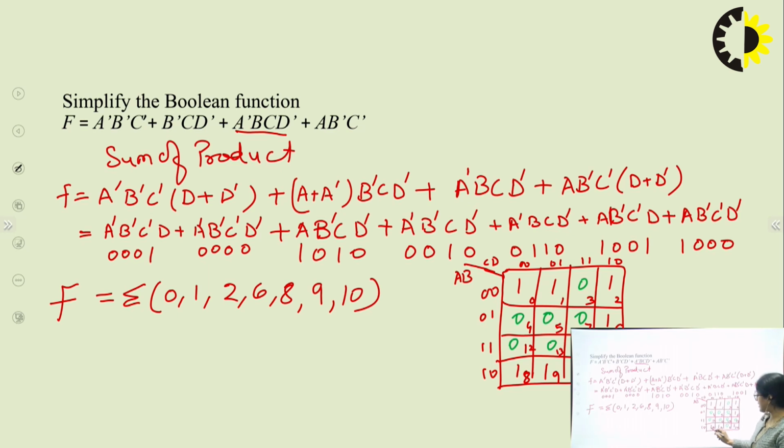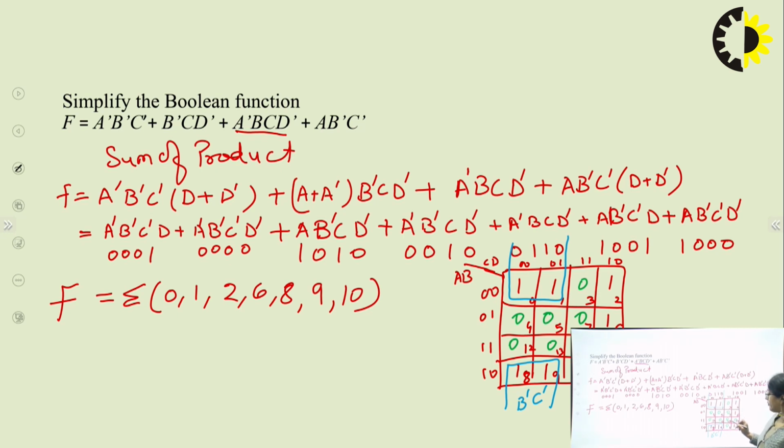So in this case we find that it is adjacent, like these 2 and these 2. These 4 are making one quad. From this quad we find that A is changing, so we remove A. B is not changing, so we place it as B dash. Here D is changing, so we remove D, and the remaining C is there. So from this quad we have the minimized expression B dash C dash.